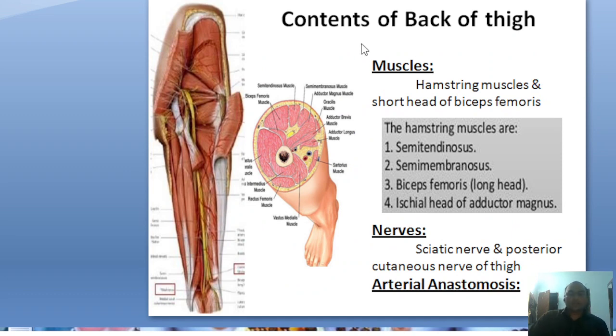Contents of the back of thigh. The contents of the back of thigh are mainly muscles called hamstring muscles, and the short head of biceps femoris. The hamstring muscles are semitendinosus, semimembranosus, biceps femoris long head, and the ischial part of adductor magnus. So these are the muscles called the hamstring muscles. Nerves are the sciatic nerve and the posterior cutaneous nerve of thigh, along with arterial anastomosis around the back of thigh.